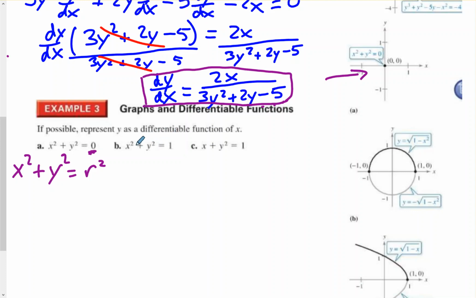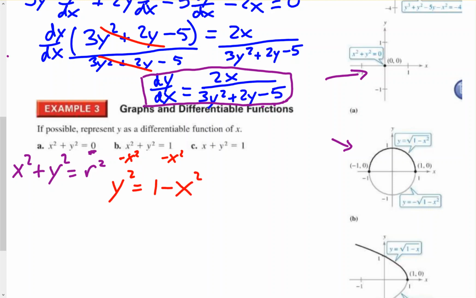B is a circle, full-fledged circle, right? x squared plus y squared equals 1. You see it here. Okay, it's a radius of 1. Okay, center is at 0, 0. And we can solve it for y as a function of x. Right, so very simple to do. We just subtract x squared, and we get y squared equals 1 minus x squared.